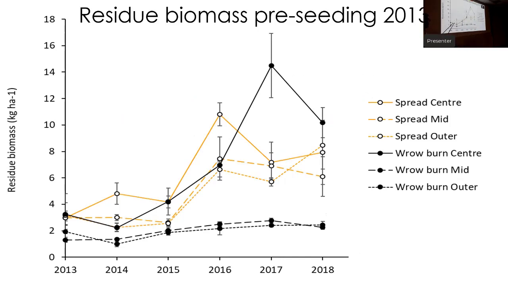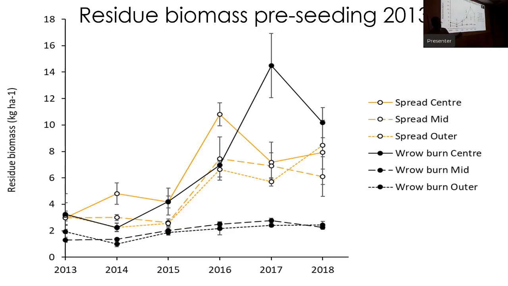Again, the point to make here is that residue quantities do vary a lot from year to year, based on seasonal conditions, obviously. But where we've got our solid line here, the solid yellow line is where we've spread the residue, and that's in the centre location. That's always higher than these two red and alpha lines. And the same with the windrow burning, the solid line, always higher than the other locations.